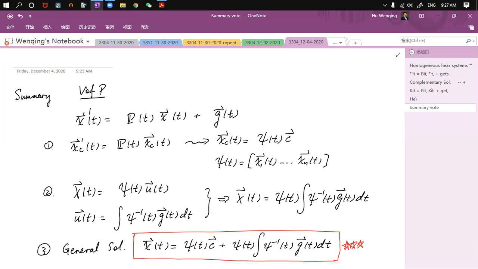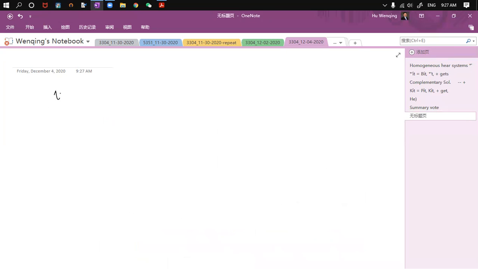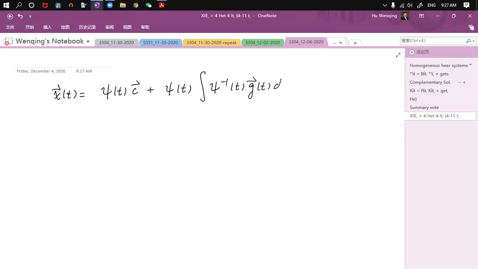Okay. So now this formula is going to be very important, so let's look at it carefully. It says that the general solution is equal to Φ(t) multiplied by c, added to Φ(t) times the integral of Φ inverse of t multiplied by g of t dt. So that's going to be the formula.